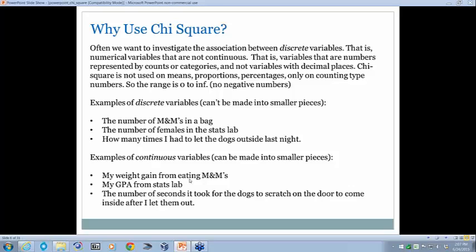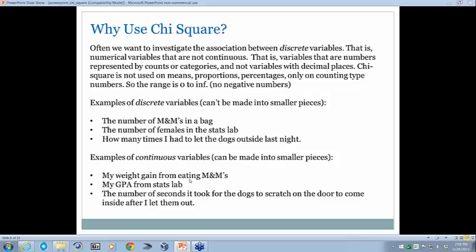Chi-square is not used on means. It's not used on proportions, even though you are looking at proportions when you use it. It's not used on outcomes that are percentages, although you do look at percentages when you use it. It's only used on the counting type of number. So the range is 0 to infinity, as I said before, no negative numbers.